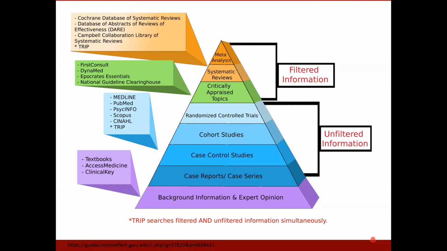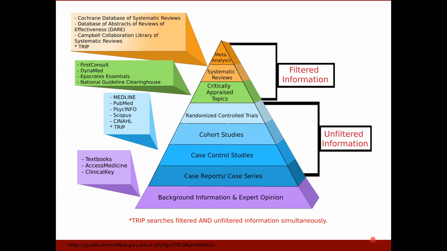At the top of the pyramid is what we call filtered evidence. This includes your systematic reviews, meta-analyses, and your critical appraisals. These studies evaluate and synthesize the literature. The top of the pyramid represents the strongest evidence. We are probably familiar with a lot of these, such as Cochrane reviews and DynaMed.